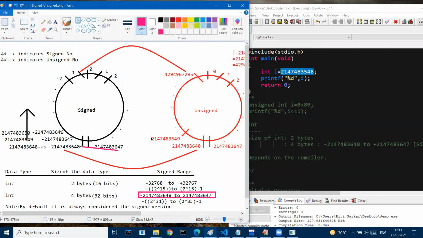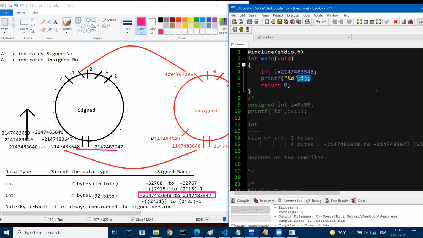48 is on the other side. But if you go to the other side, this is the negative value, na? -1, -2. How far? Sir, this one. This is the negative value here. But you give positive 48, and positive 48 is not there after this. What is there? Negative 48 is there. So it will pick up that value and print the negative value. Check it out here.